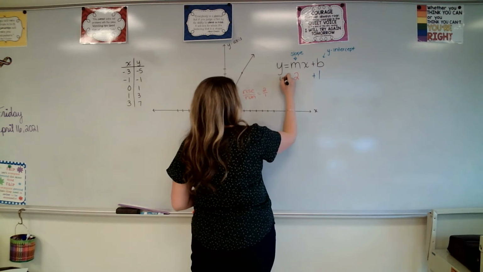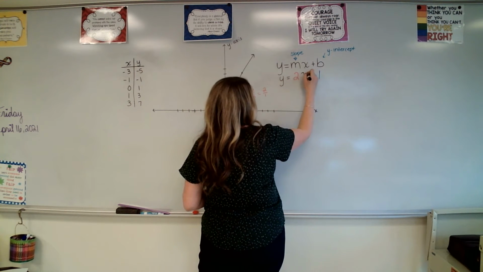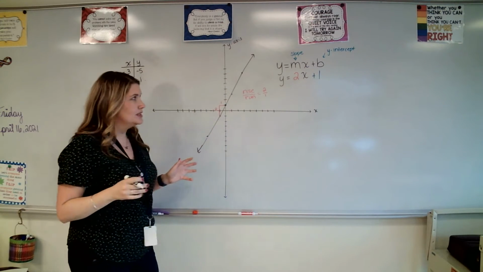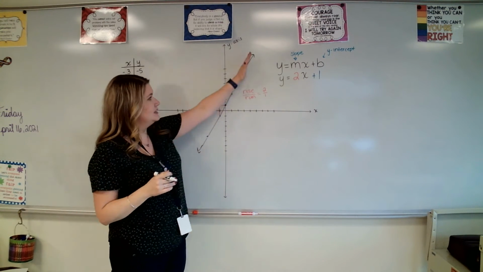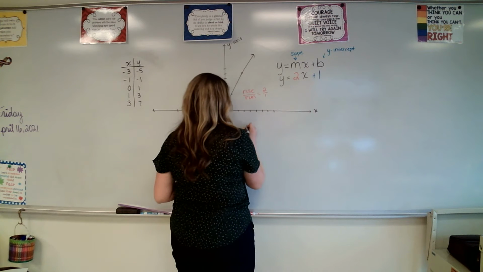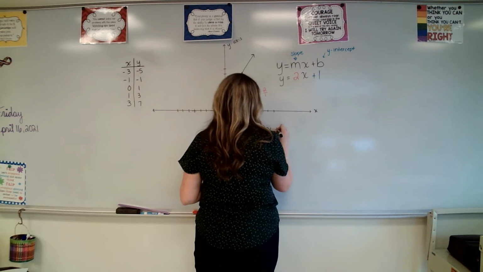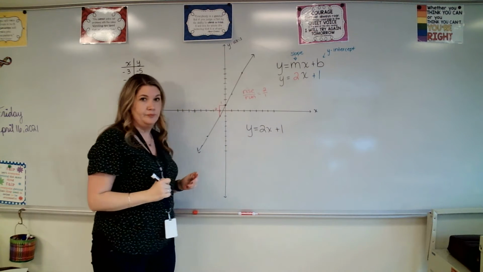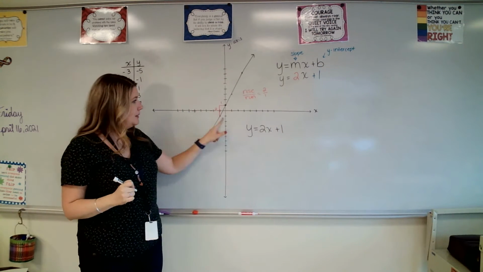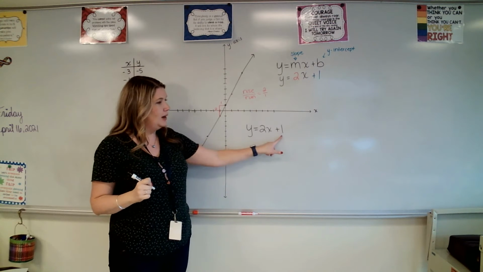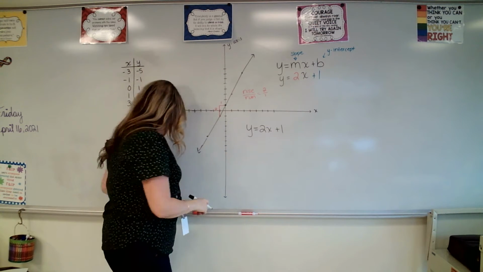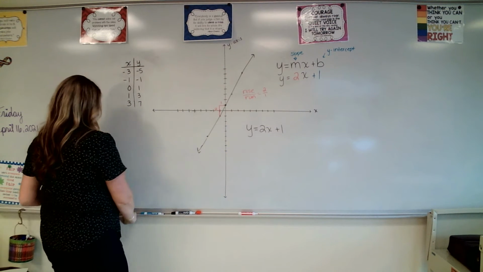And like I said earlier, your y is going to change, your x is going to change. So if someone were to say to you, what is the equation of this line? The answer would be y equals 2x plus 1. Because my slope I plugged in, and my y-intercept I plugged in. Let's try this with a different table.